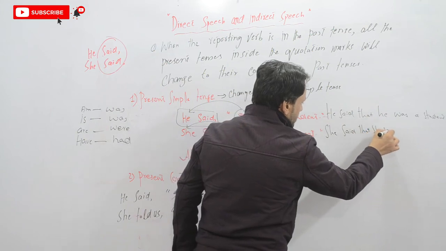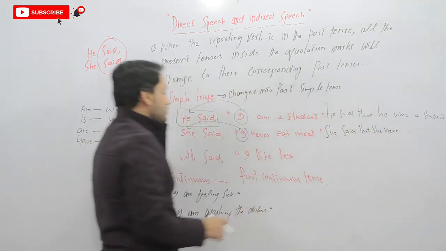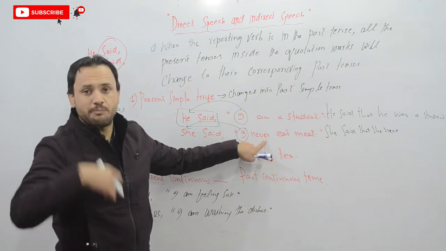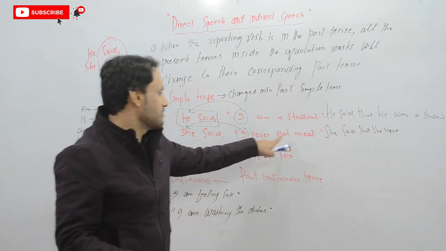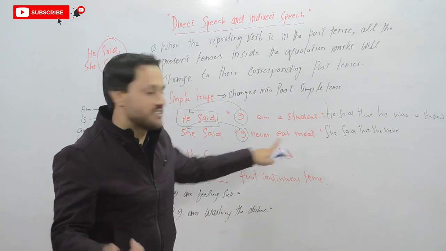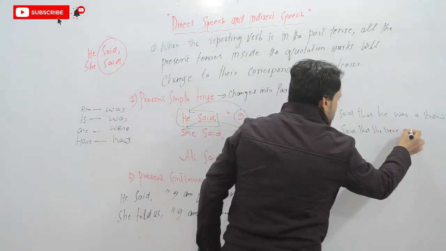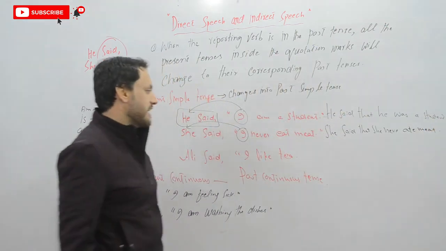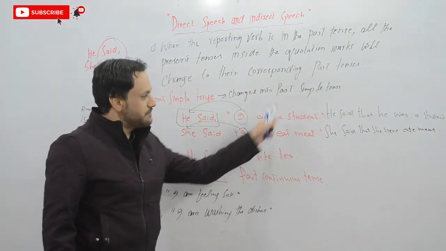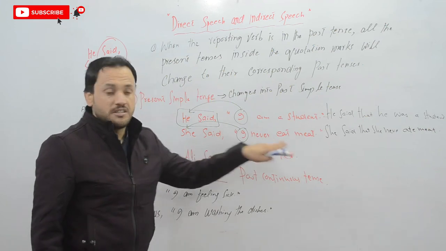she never. The present simple becomes past simple. Past simple is the second form of the verb, like eat becomes ate. She never ate meat. She said that she never ate meat. Present simple becomes past simple.